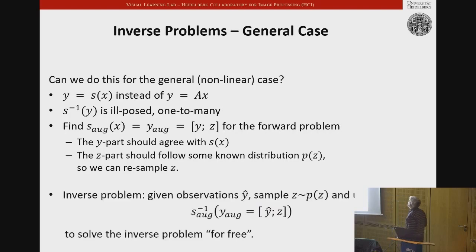Yeah, and then we do the same thing. We can invert the augmented function because it has been constructed to be invertible. And then we sample a z, insert our actual observation, and then we get a sample from x.